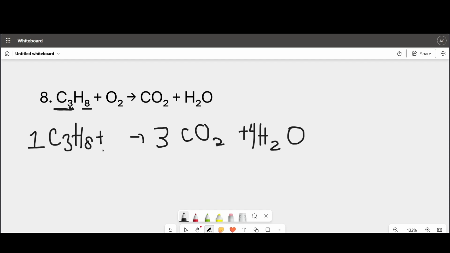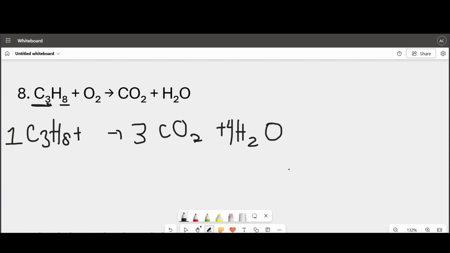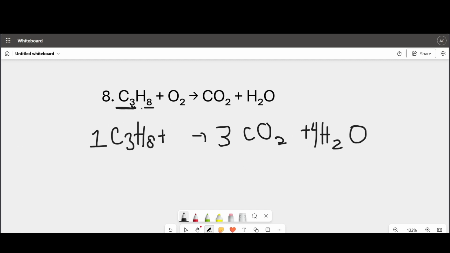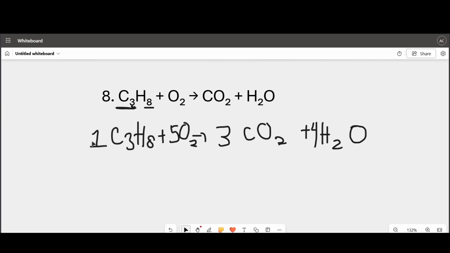Now let's balance the oxygen atoms. If we add the oxygen atoms on the right side, we will have 4 times 1 is equal to 4. 3 times 2 is equal to 6. 6 plus 4 is 10. So we just need to add 5 O2 here. Okay, so this will be our final answer. We can just disregard the 1 here. And let's see if it's correct.